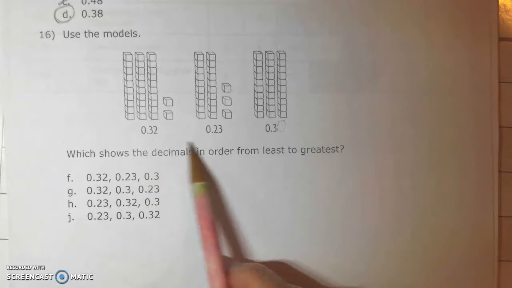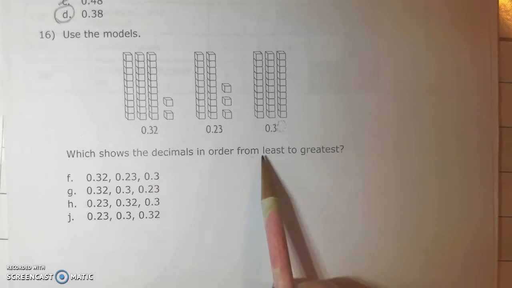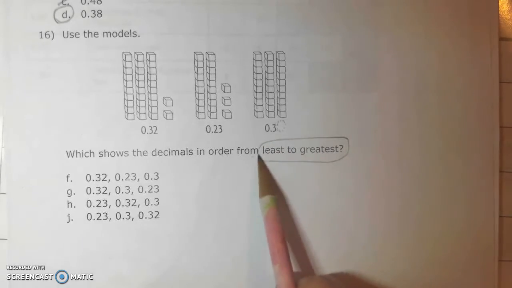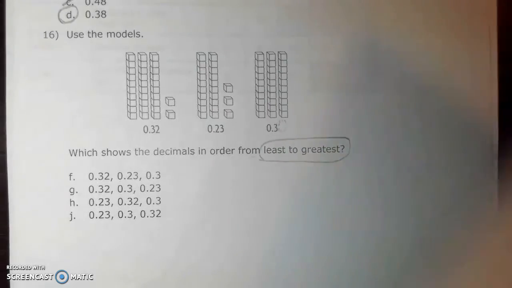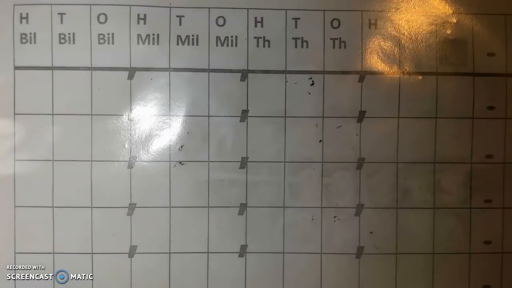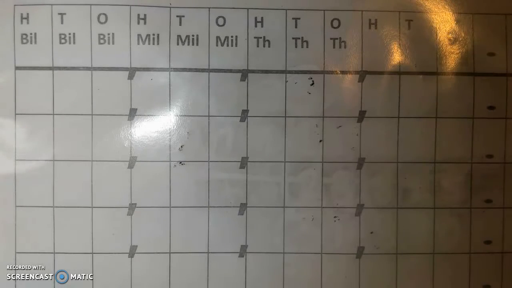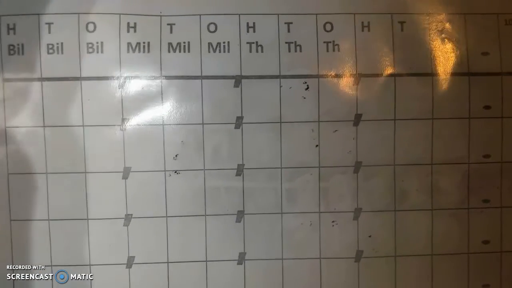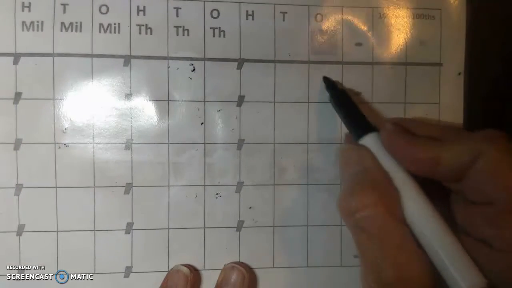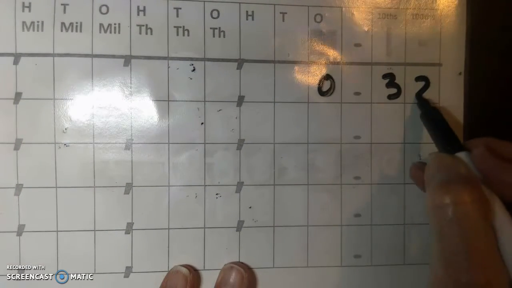So now I'm going to order them from least to greatest. I'm going to use my place value chart to write these 3 numbers down. So the first number I have, trying to get that glare out of the way, the first number I have is 32 hundredths, so I'm going to mark that now.